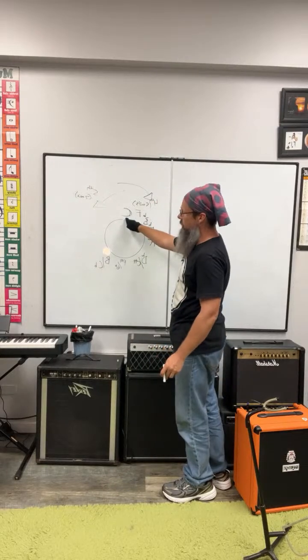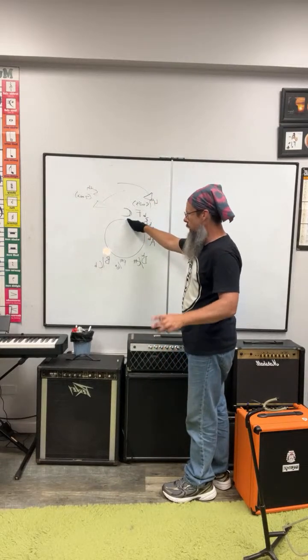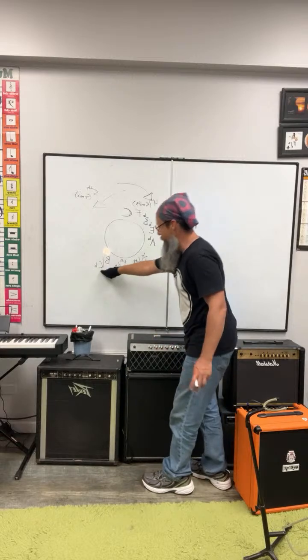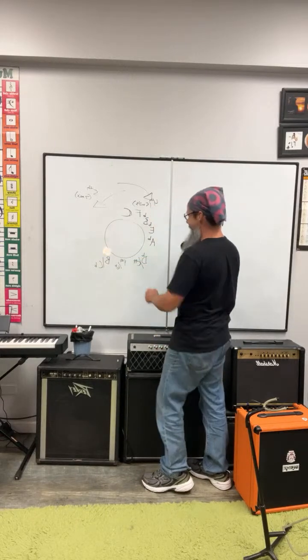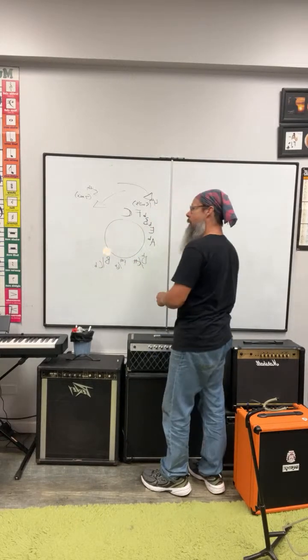How many sharps and flats from the key C? None. How many are in C sharp? 7. All of them. How many are in C flat? All of them. Yeah. You got it. And then let's keep going.